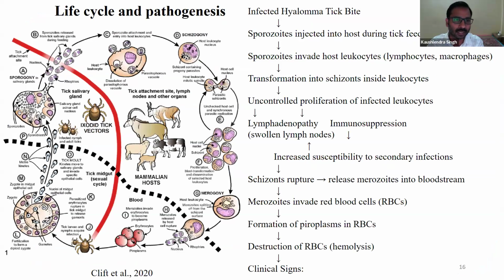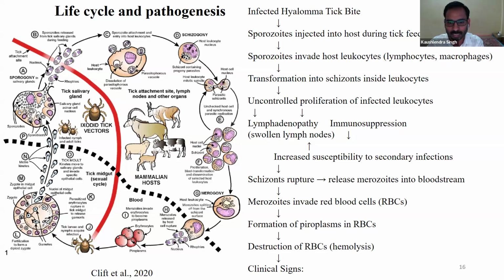Coming to the life cycle and pathogenesis. The infected tick injects sporozoites into the host during tick feeding. The sporozoites invade the host leukocytes, especially lymphocytes and macrophages, and transform into schizonts inside the leukocyte. There is an uncontrolled proliferation of the infected leukocytes, resulting in swelling of the lymph node and immune suppression, which leads to increased susceptibility to secondary infection.